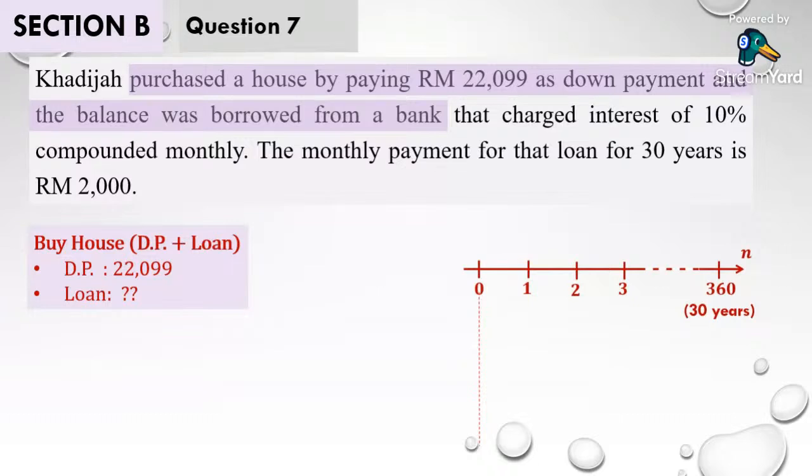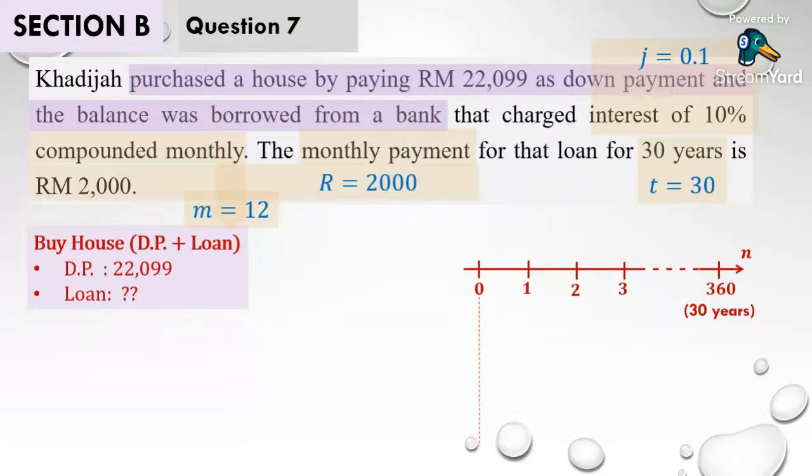Now, for the loan part, what information can we know? For the loan, we have an interest of 10%, and this is the nominal rate, J equals 0.1. The word compounded monthly tells us that 1 year is compounded 12 times, so M equals 12. The loan runs for 30 years, so T equals 30. And we have a monthly payment, R equals 2,000. Summarizing: J equals 0.1, M equals 12, T equals 30, R equals 2,000.